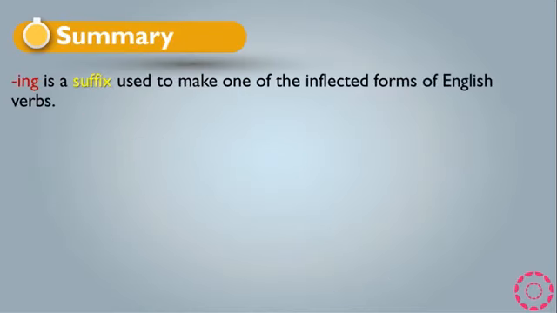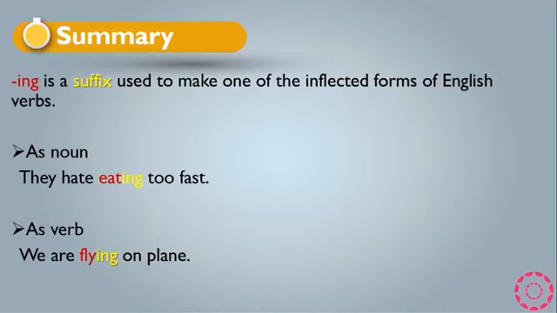Now, in this lesson, we have the summary of the use of ing. Ing is a suffix used to make one of the inflected forms of English verbs. We said as a noun, for example: They hate eating too fast. Or as a verb: We are flying on a plane. So when there is a verb with ing after the verb to be, it functions as a verb. Or after those kinds of verbs, for example, like, enjoy, hate, or dislike, or even if it comes at the beginning of the sentence, it functions as a noun.